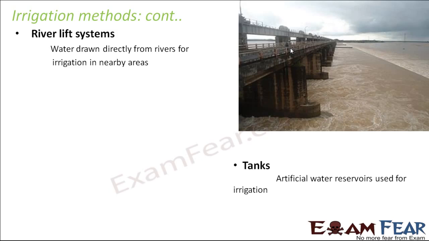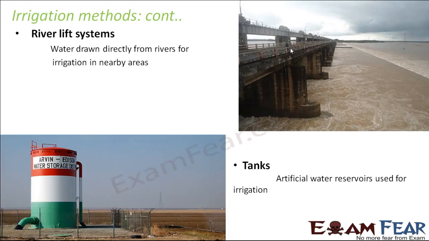Another method could be tanks. Tanks are artificial water reservoirs used for irrigation. So here you can see a big tank which contains a lot of water. The water coming out of it can be sent throughout the field using pipes. So these are some of the very common irrigation methods which were used even in the traditional days, maybe in the days when the lift systems or pump motors were not there. In that case, the water was actually spread to the entire field manually. So these were some of the traditional irrigation methods.